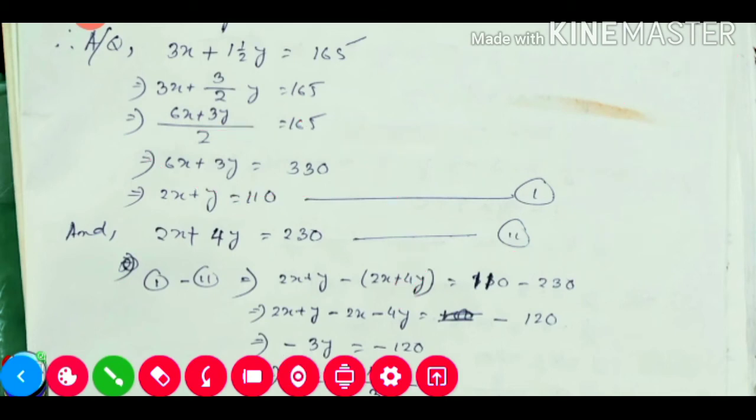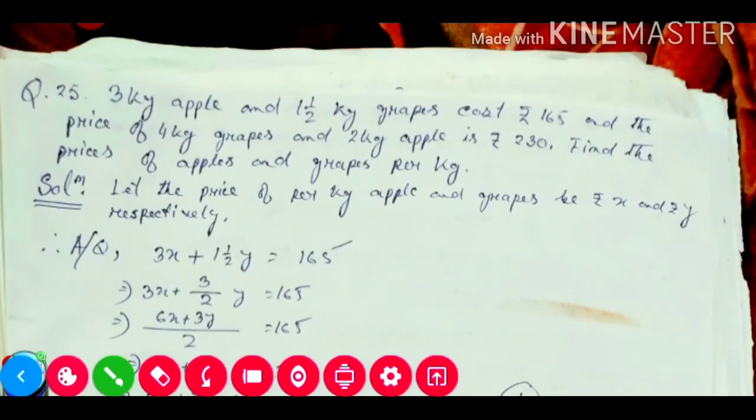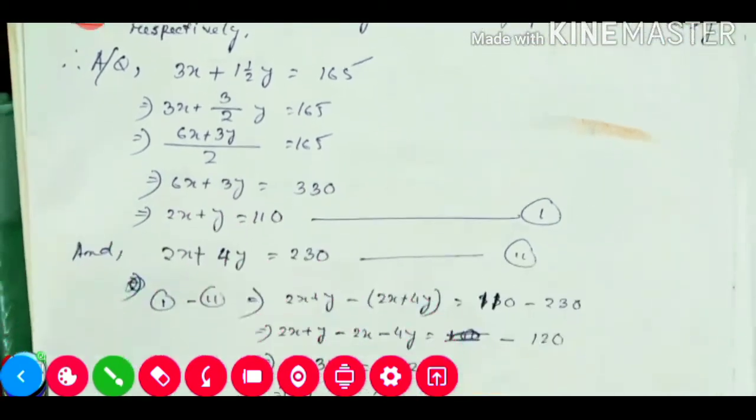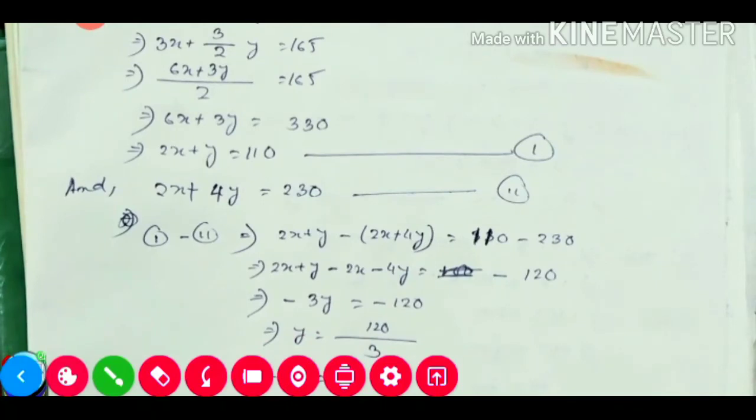Now the second condition of this question: 4 kg grapes and 2 kg apple are given. 2 kg apple we are considering as 2x. So it will be 2x plus 4y is equal to 230. Here 2x is equal in equation number 1 also, so there is no need to convert. So equation number 1 minus equation number 2.